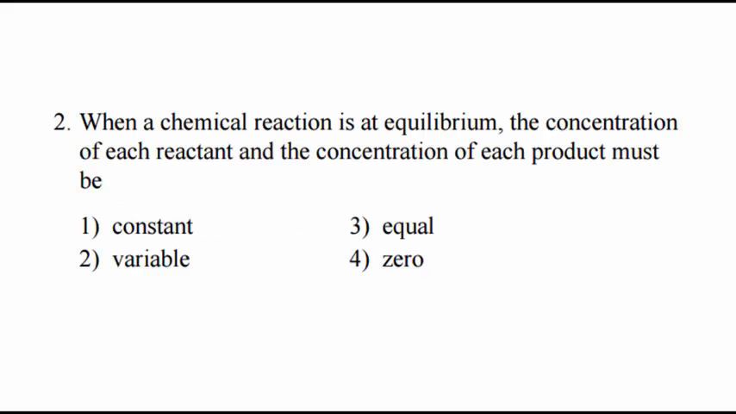Question 2. When a chemical reaction is at equilibrium, the concentration of each reactant and the concentration of each product must be. All right, so we just said this in the last question, right? Concentration of reactant, concentration of product, not equal. Don't jump to that conclusion. Remember, equilibrium doesn't mean everything is equal. Concentrations must be constant, unchanging. At equilibrium, the concentrations remain unchanged.